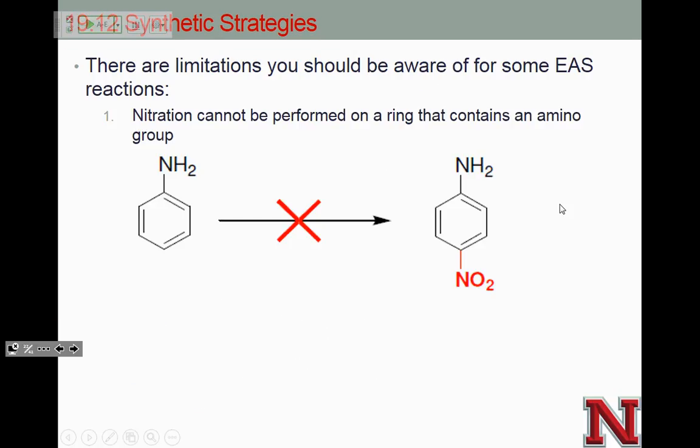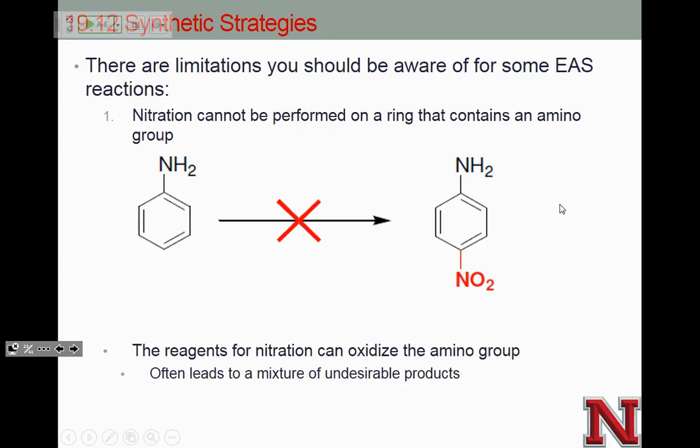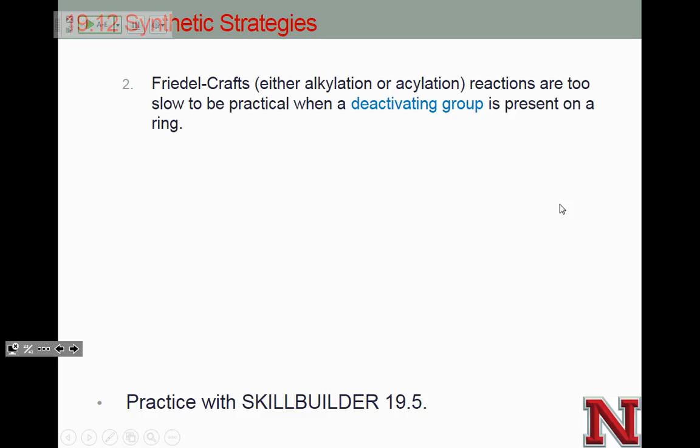Also, there's limitations we have to remember. One limitation, nitration can't really be performed on a ring that contains an NH2 group. The reason for that is you just get a big mess, because under those conditions, the NH2 group reacts and gets oxidized. So the reagents of nitration can oxidize the amino group. So if you have an NH2 group already, you don't want to do a nitration, because then you're just going to get a mess and you're not going to necessarily get the product you want. Those conditions are really harsh.